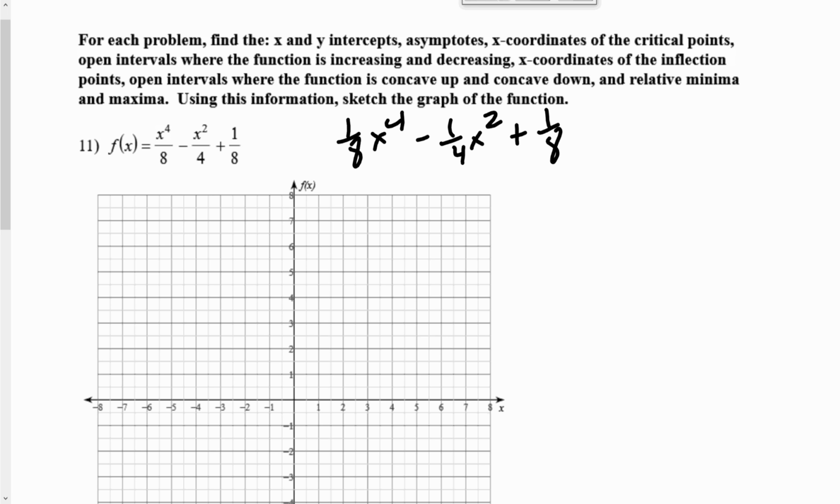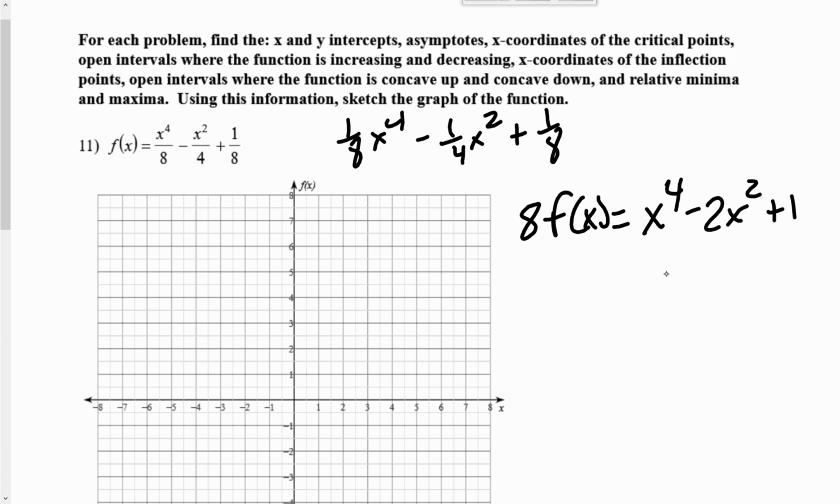So to make it easier on myself, I'll just factor out and basically multiply everything by 8. So if I multiply everything by 8, that means I'm just multiplying f of x by 8. And so then I would get x to the fourth minus 2x squared plus 1. So then it's something easier to deal with for my sake. You won't have a problem like that with fractions in there or whatever.